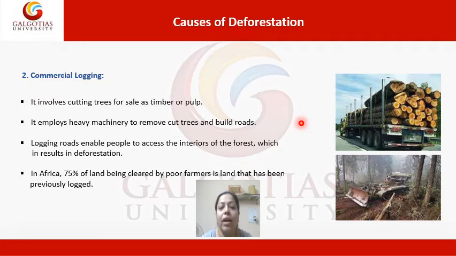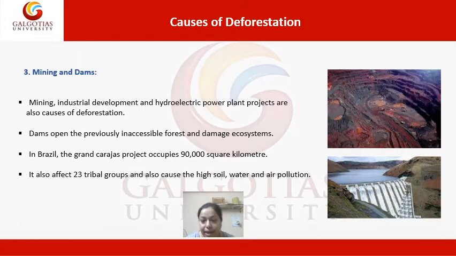Okay, and logging roads enable people to access the interiors of the forest, which results in deforestation. So that is the second reason. So first is shifting cultivation, second is commercial logging, and then you have mining and dams.